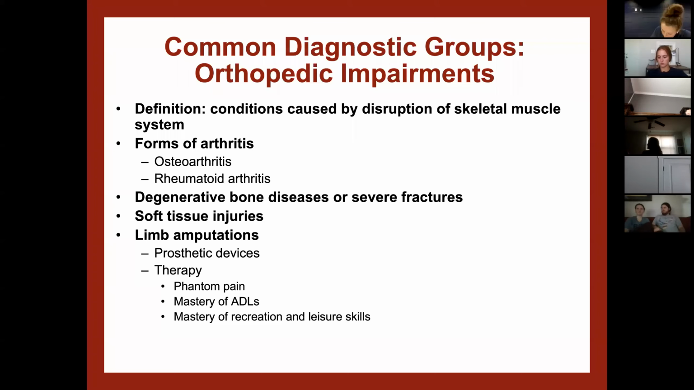As far as therapy for them, we deal with something called phantom pain. Once somebody has a limb amputated, they tend to have pain where that limb was, or they feel the pain where that limb used to be, which is a very strange phenomenon, but it eventually gets better. So that's something that we can kind of address, phantom pain. We work on mastery of ADLs, which are activities of daily living, which is just your basic, being able to walk, being able to get in and out of a vehicle, being able to go upstairs, things like that. And we work on mastering recreation and leisure skills.